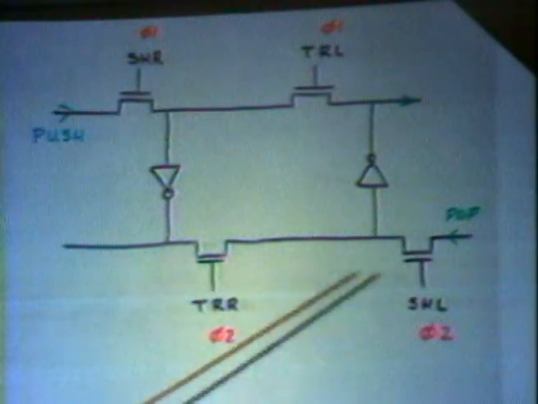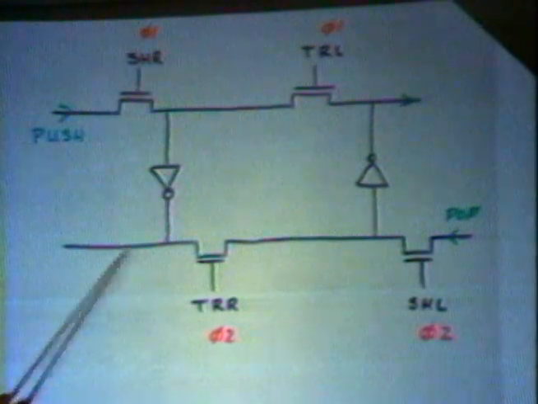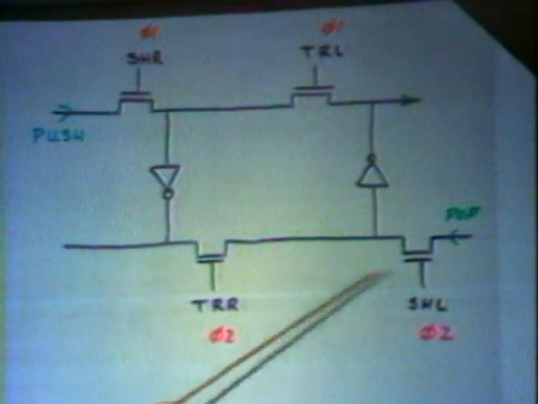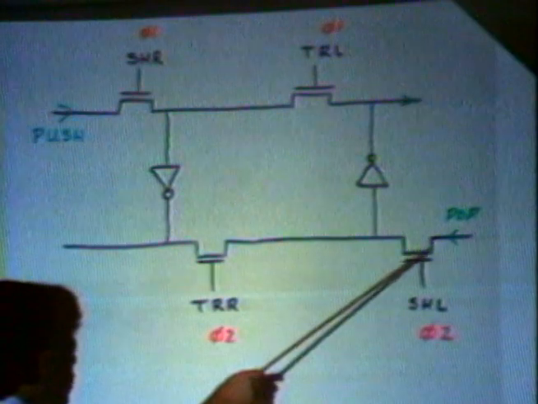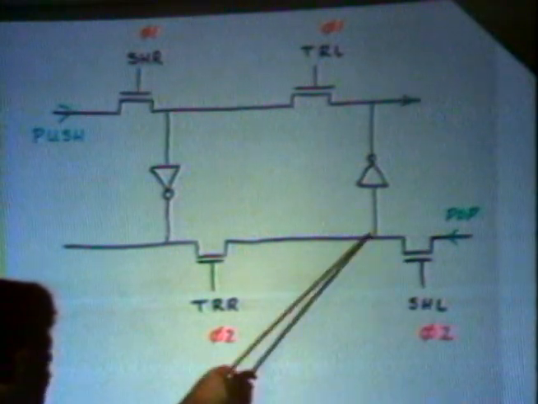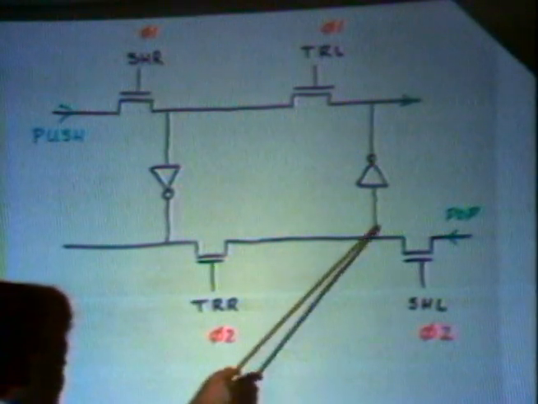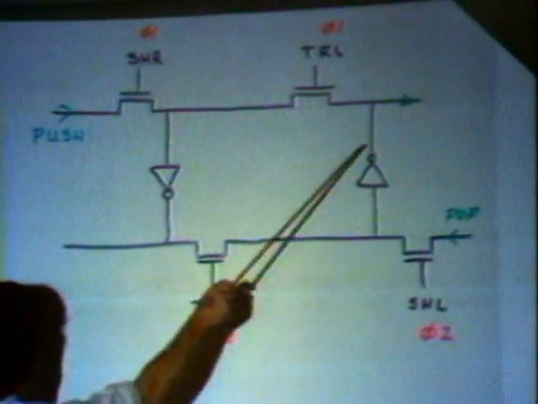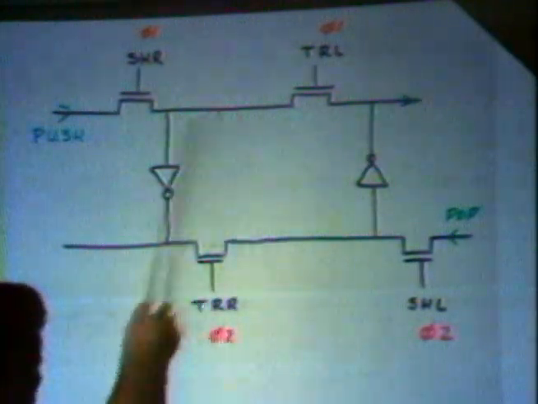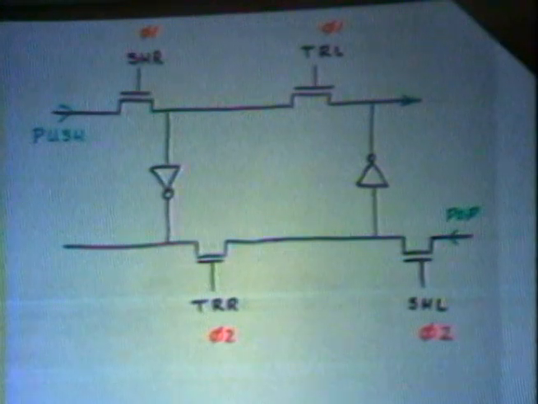The pop is just the opposite operation. You're trying to move data in this direction. This data would move off here and go to the next stage. It would come in at a place such as this, gated with pop and phase two, and drive this node, where this one would be turned off, charge up this guy or discharge it, as the case may be, propagate through here. And next phase one, that would be latched into this storage element. Any questions so far?